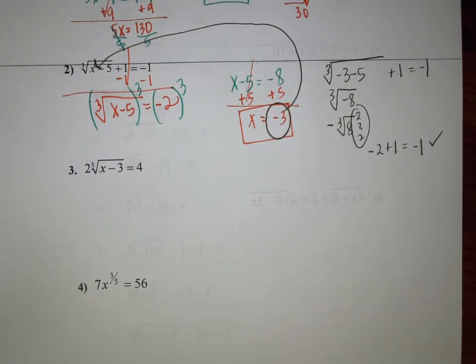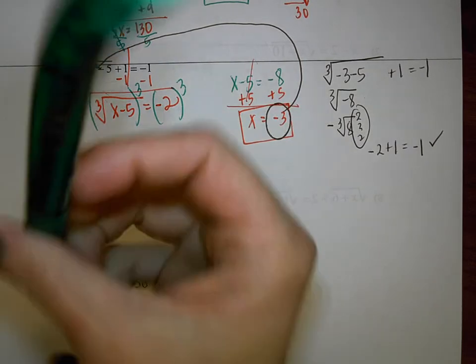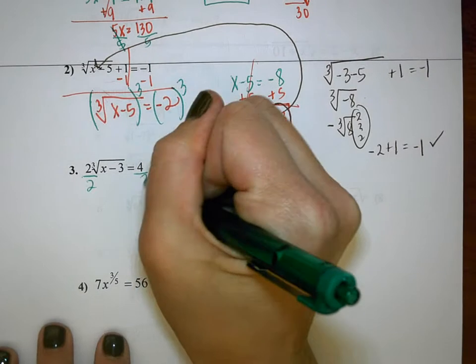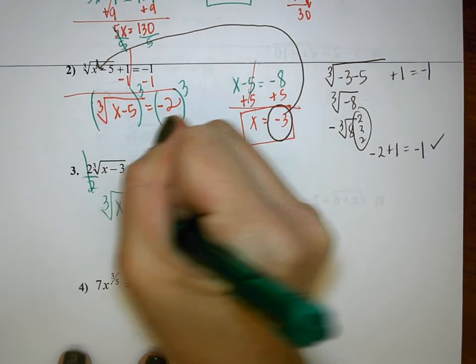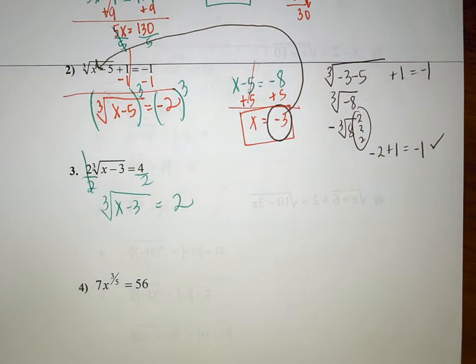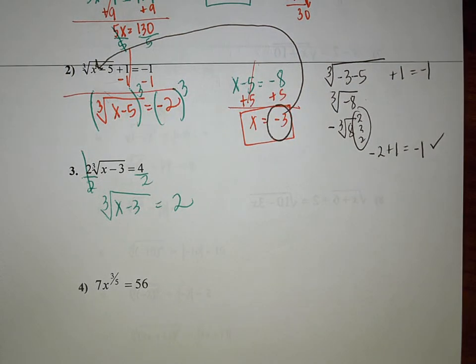Okay, we're going to pull some popsicle sticks. Perfect. Okay, first step is what? Blessy, what do I do first? Perfect. Divide by 2 is the correct answer. So now I have the cubed root of x minus 3 equals 2. Next step is what? Roel.